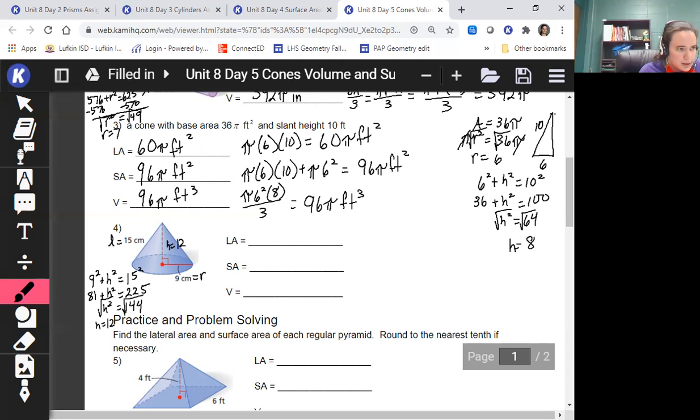So then we want to find our lateral area. So pi times our radius, which is 9, times our slant height, which is 15. We get 135 pi centimeters squared. And then we need our total surface area. So pi times our radius, which is 9, times our slant height, which is 15, plus pi times our radius, which is 9 squared. And that equals 216 pi centimeters squared.